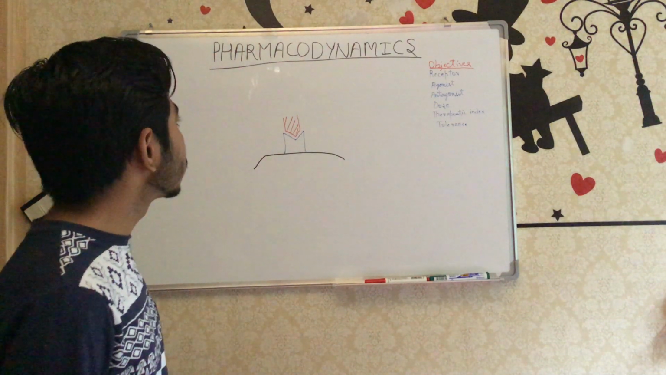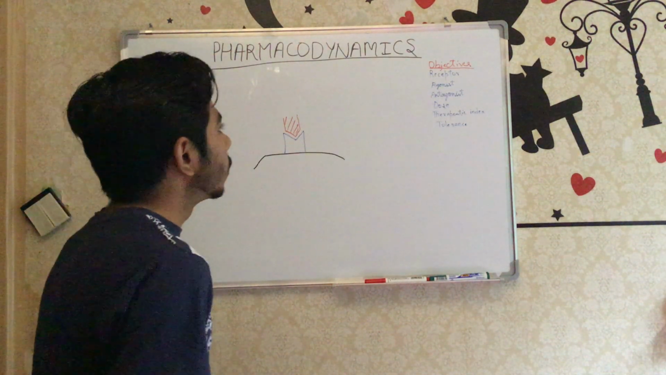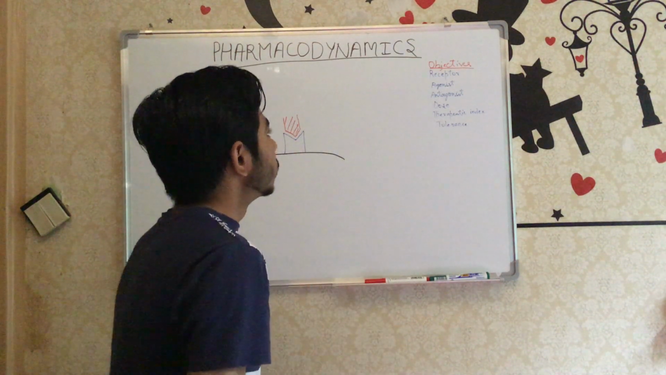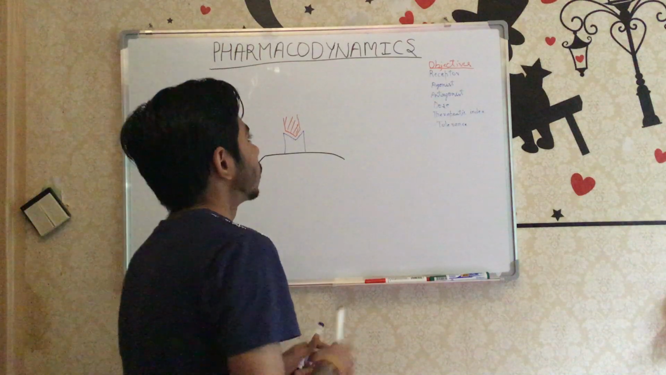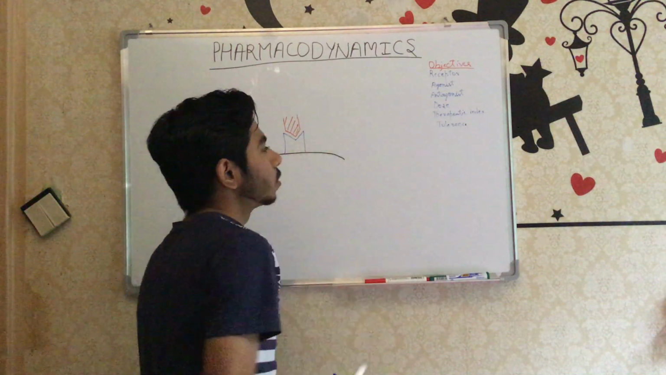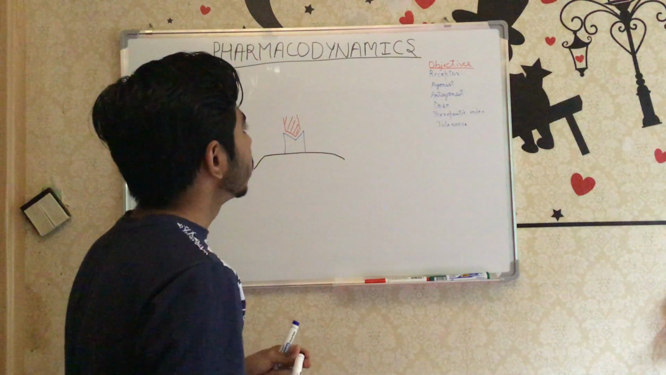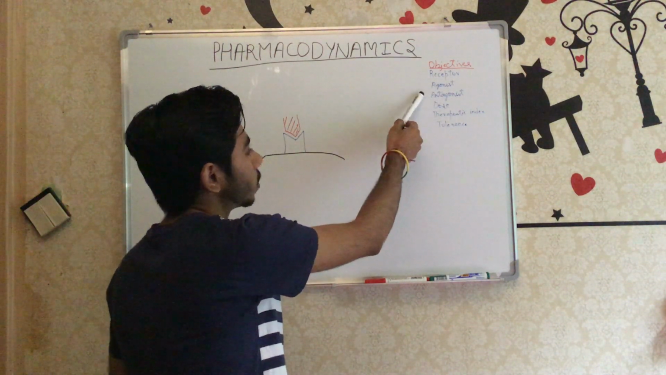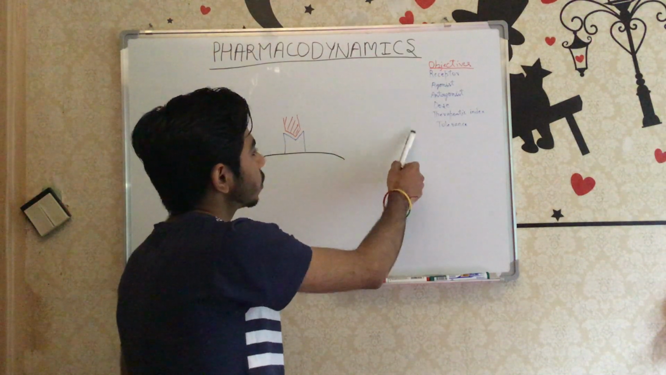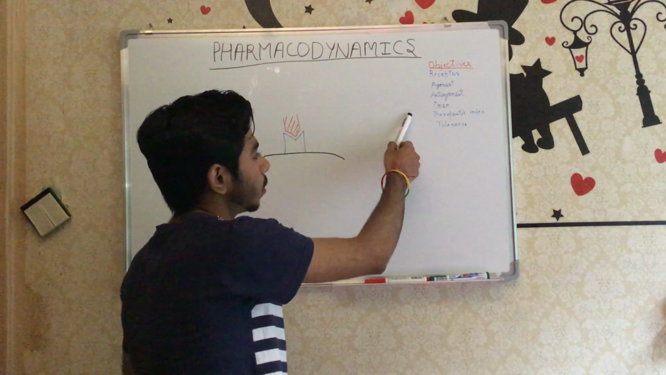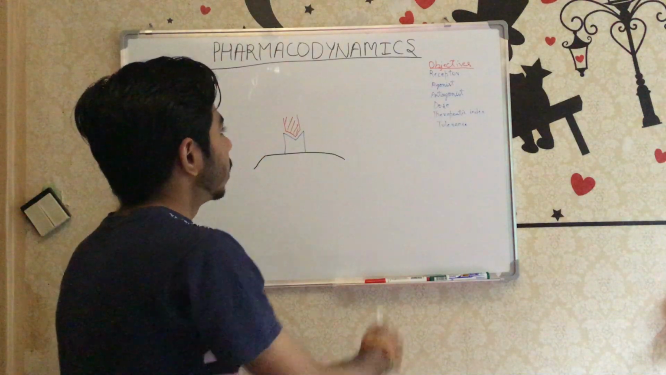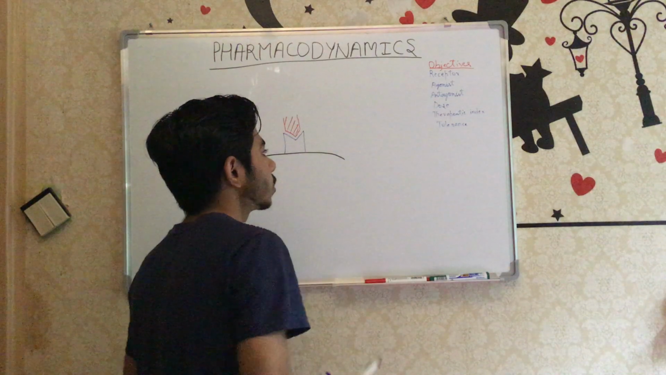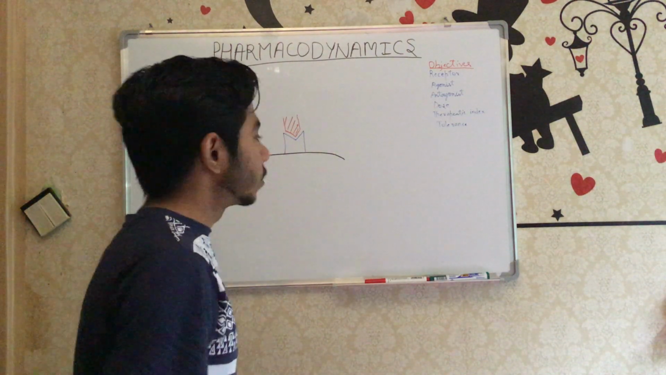While discussing pharmacodynamics, I will basically discuss these six things. First of all, I will talk about receptors, then I will come to the agonist and discuss some points about the agonist, and then antagonist, and then dose, how we give it to the patient, and then therapeutic index or therapeutic ratio, and lastly, I will discuss tolerance.